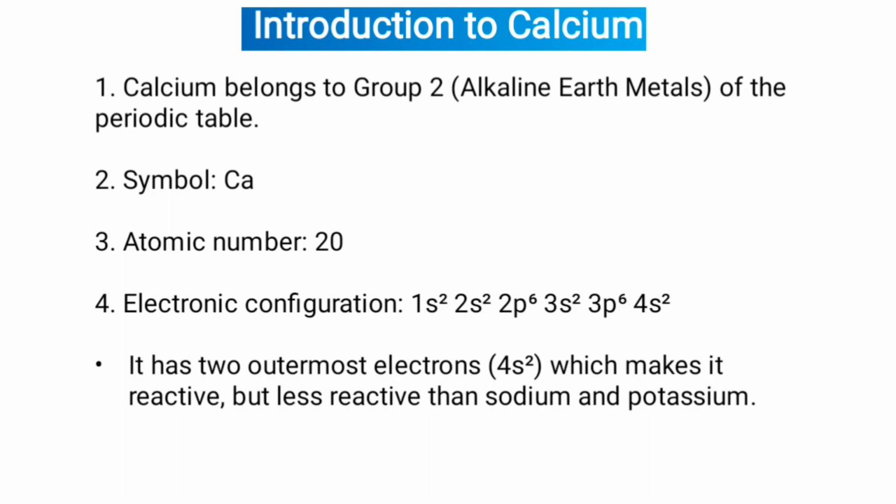Now, introduction to calcium. The first one: calcium belongs to group 2, the alkaline earth metals of the periodic table. The second one: the symbol of calcium is Ca. The third one: the atomic number of calcium is 20. And the fourth one: the electronic configuration of calcium is 1s2 2s2 2p6 3s2 3p6 4s2. But dear student, it has two outermost electrons, 4s2, which makes it reactive, but less reactive than sodium and potassium.